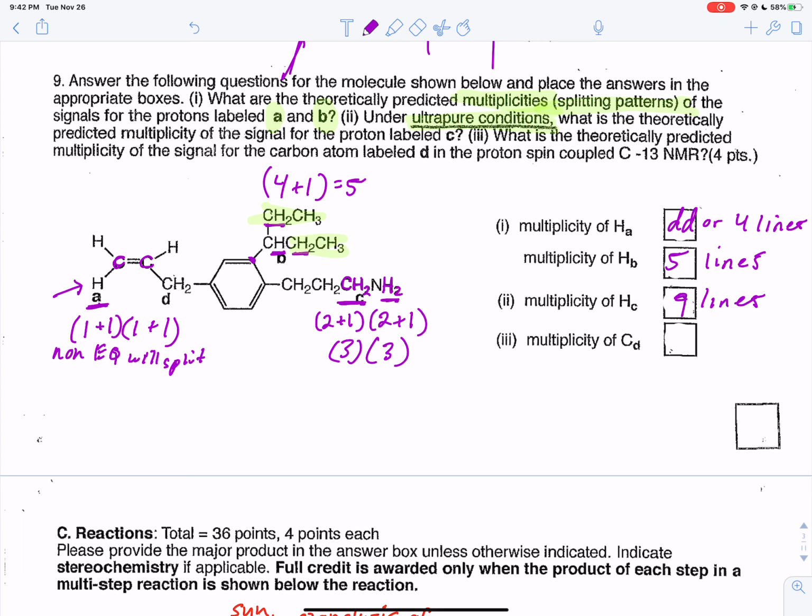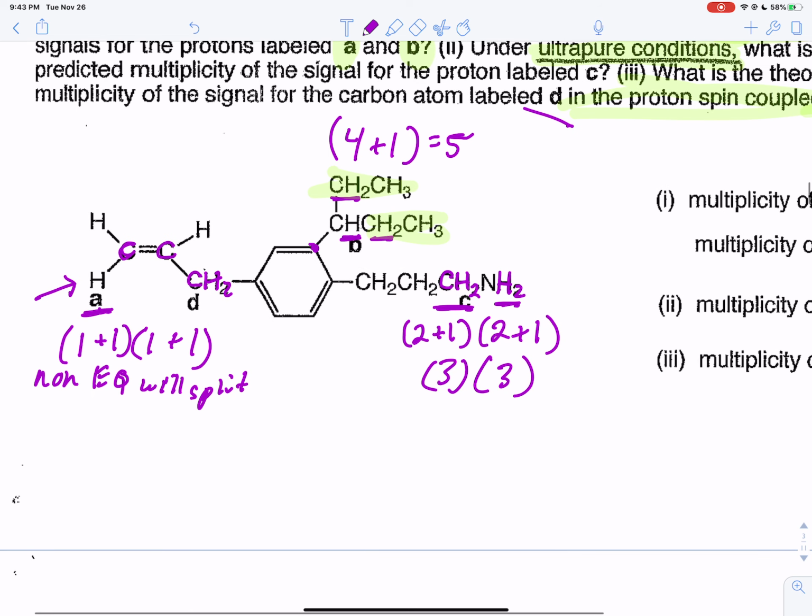Okay, now we're going to do the last one, number 3. Theoretically predicted multiplicity of the signal for the carbon atom labeled D in the proton spin coupled C13. What's important here is that it says proton spin coupled. And now we're talking about carbons. Same theory as if you're talking about protons, we're just talking about the nucleus of carbon. We need to find where that D carbon is. It's this one over here. That one right there, right?